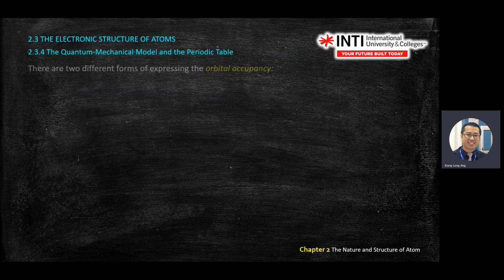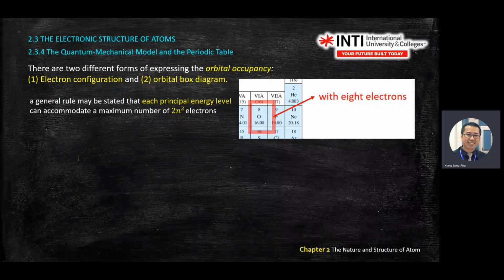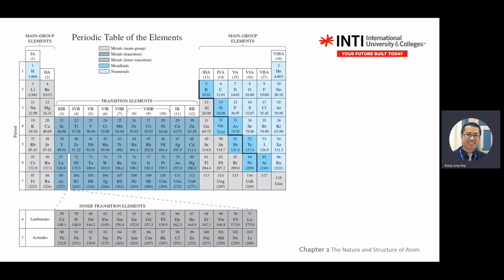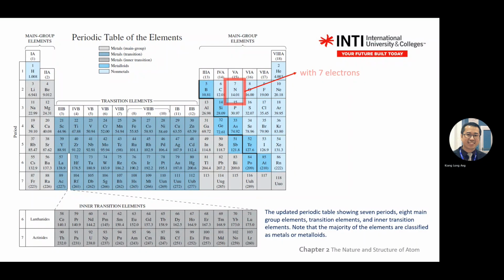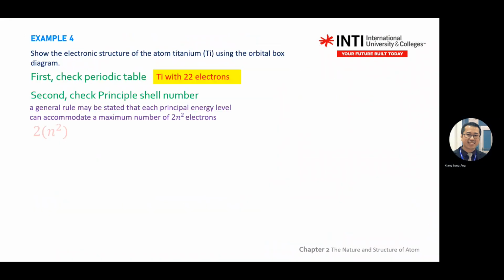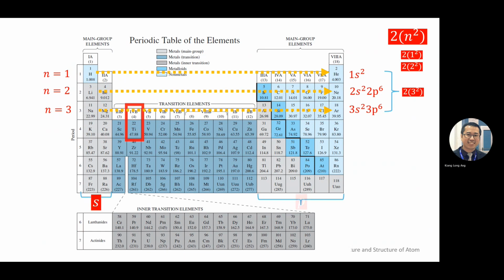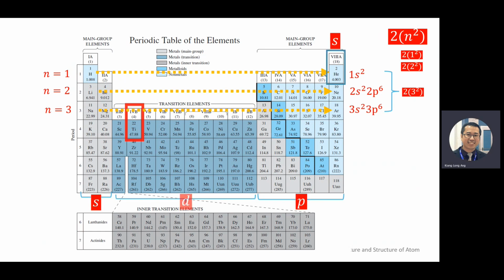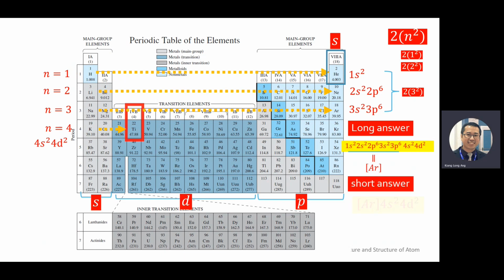But in the test, if you're referring to the periodic table and the answer you give is this one, I also give you correct, because this one you based on the periodic table. If you give your answer in 4s squared, 4d squared, I'll still give you correct, because this one you read from the periodic table.